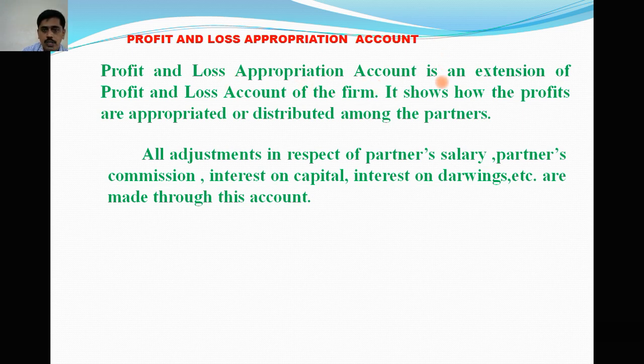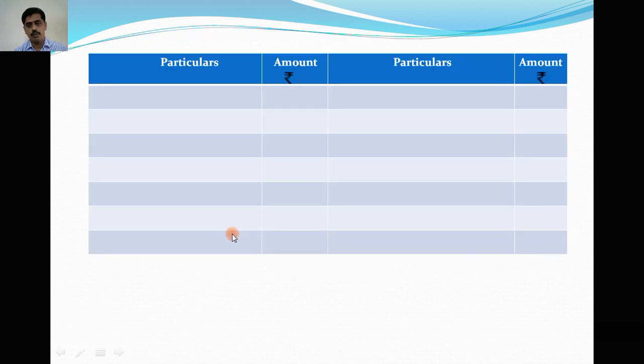All adjustments in respect of partner's salary, partner's commission, interest on capital, interest on drawings, etc. are made through this account. That's about the meaning of profit and loss appropriation account. Now let's move on to see the format of profit and loss appropriation account.